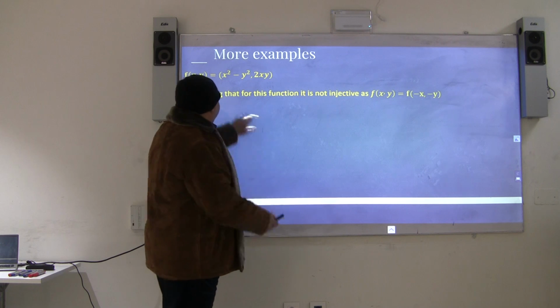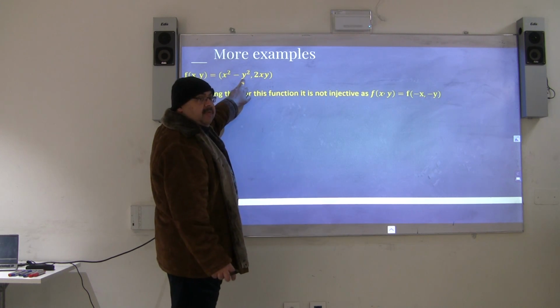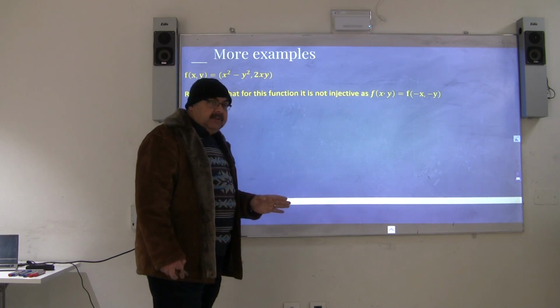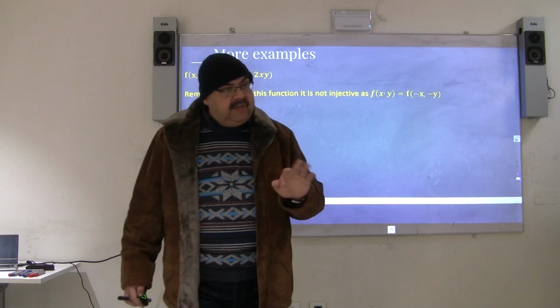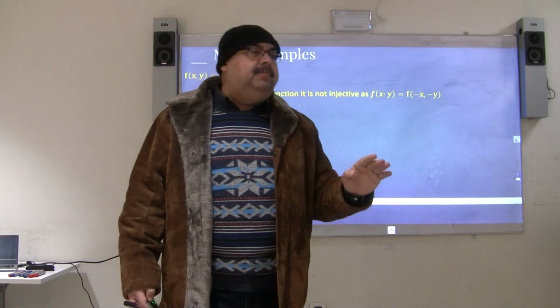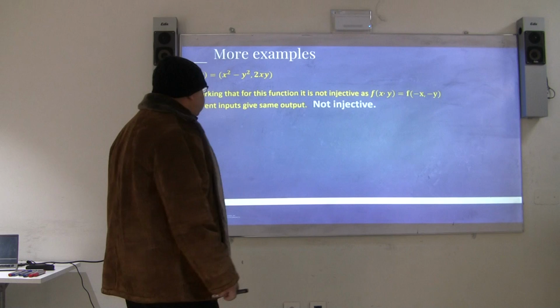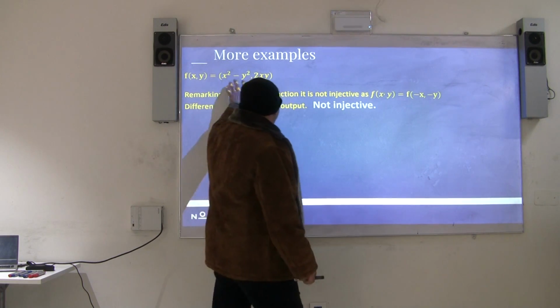Look here, Omar, this is x squared and y squared. If you use 1 and 1 and negative 1 and 1, you will find them having the same result. So you have 2 points different from each other, while the output is equal. Do you understand what I'm saying? So this is why it is not injective. I wrote this for you.